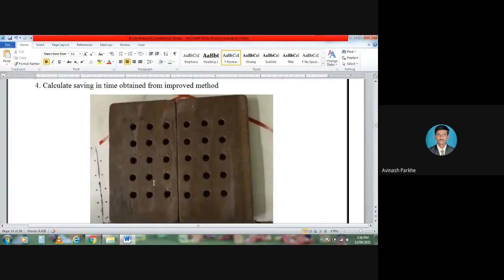So how many holes are there? For example, 1, 2, 3, 4, 5. How many columns are there? 1, 2, 3, 4, 5, 6. So a total of 30 holes are there in this particular board. Why is it called a pinboard? Because one rectangular or square plate is there, made of wood, and on that wooden plate I have made 30 holes. Therefore, this is called a pinboard.